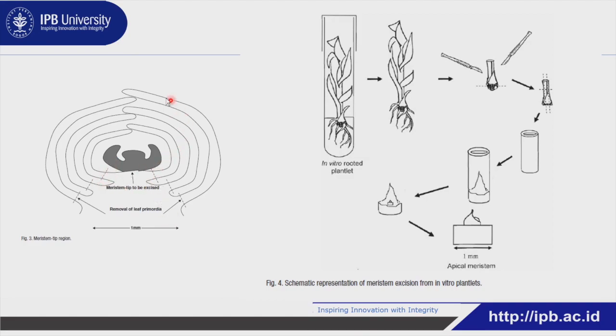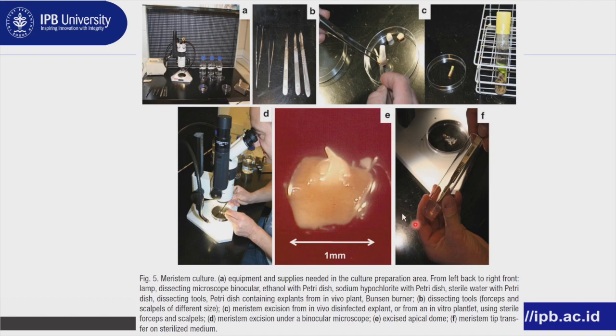We do the sterilization, but after that, we will cut the meristem. So the meristem diagrammatically looks like this. So we can cut, let's say, a 1 millimeter part of the meristem tip from, let's say, this example, the in vitro rooted plantlet. So we take from the in vitro plant like this, and then we cut the very small part of it, and again we do the sterilization.